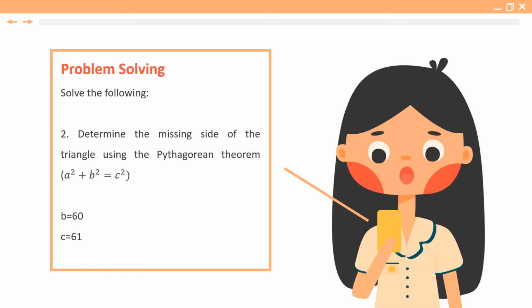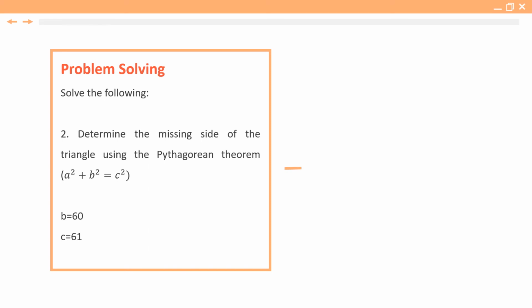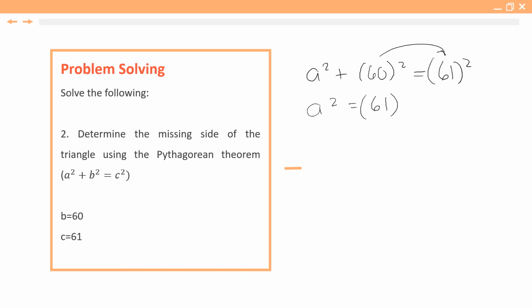So we have here another one. We have b is equal to 60 and c is equal to 61. So you have a squared plus 60 squared equal to 61 squared. Let's put 60 squared on the other side. So a squared is equal to 61 squared minus 60 squared.